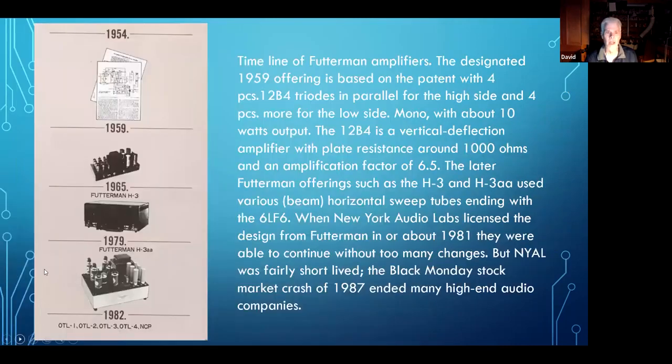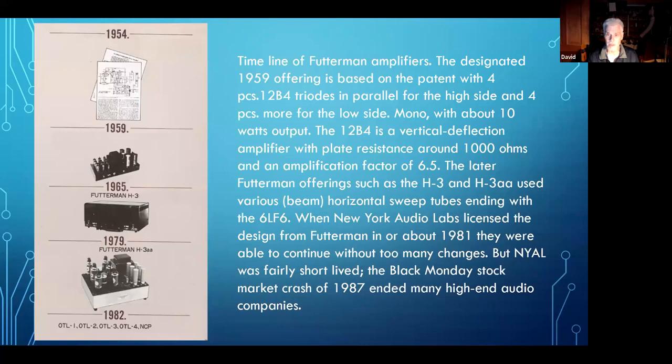So let's move on. This is a timeline of the Futterman amplifiers. The 1959 offering is based on the patent, with four of the 12BH4 or 12B4 triodes in parallel for the high side and four more for the low side. It was monaural with about 10 watts. The 12B4 is a vertical deflection amplifier with plate resistance of around 1,000 ohms and an amplification factor of 6.5.